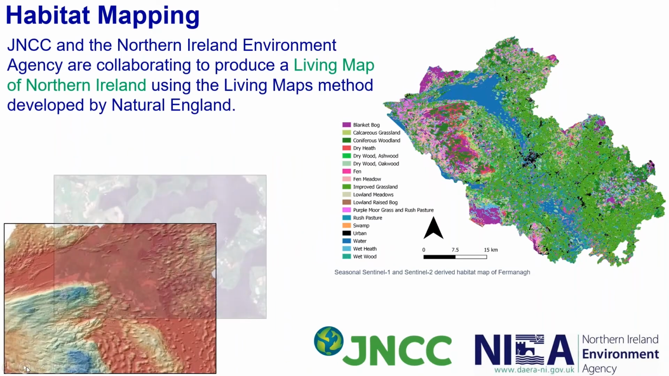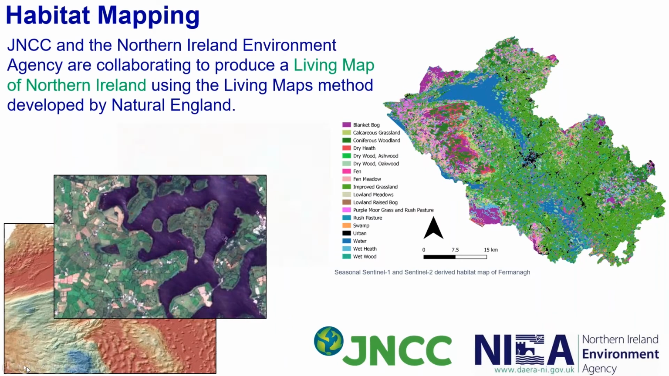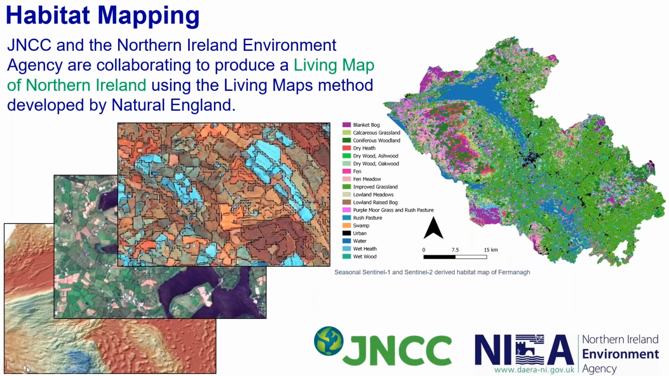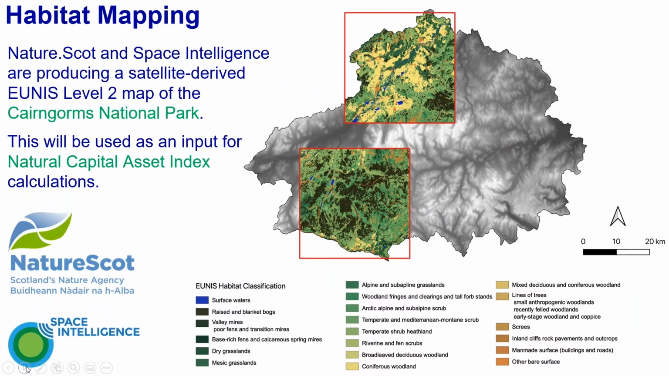We have used the Living Map method at JNCC, collaborating with the Northern Ireland Environment Agency to create a map for the whole of Northern Ireland, and that has just in the very recent days been completed. And habitat maps are also being created in Scotland. Nature Scot and Space Intelligence are working together to produce a satellite-derived UKHab Level 2 map of Cairngorms National Park. And this is part of a project on natural capital asset index calculations.